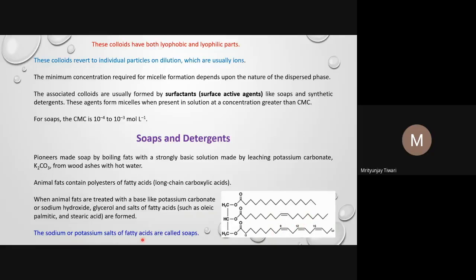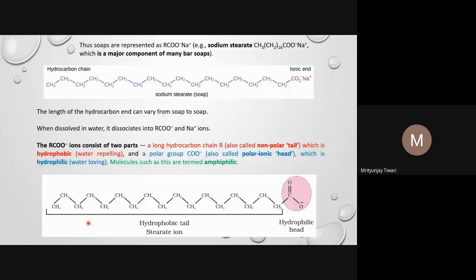The sodium or potassium salts of fatty acids are called soaps. This fatty acid contains an alkyl group and a carboxylate ion at the end, and to balance the charge of the carboxylate ion, a potassium or sodium ion will be there, so it forms a salt. The soaps are represented by RCOO minus Na plus.